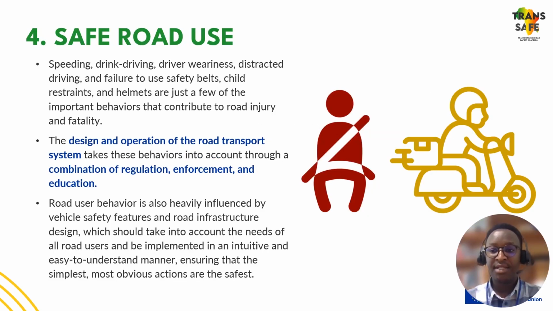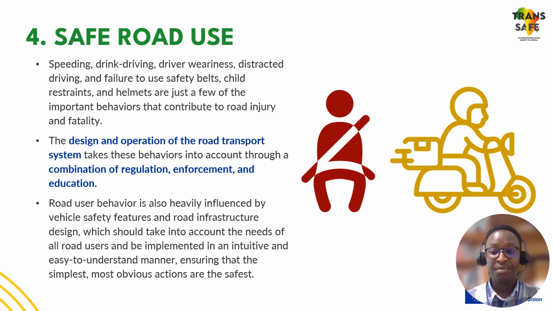The next pillar is safe road use. This pillar focuses on road user behavior. Speeding, drink driving, driver weariness, distracted driving, and failure to use safety belts, child restraints, and helmets are just a few of the important behaviors that contribute to road injuries and fatalities. According to the WHO Global Status Report on Road Safety 2023, 10% of road traffic deaths were related to drink driving from the data collected.